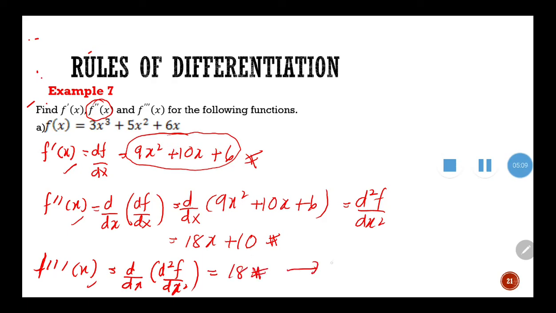Okay, can we try to find f fourth derivative pula? Okay, of course you may, but you will get 0. Will end there, okay, because you differentiate a constant. Okay, so we're done with example 7a.